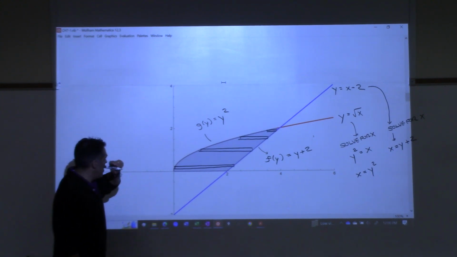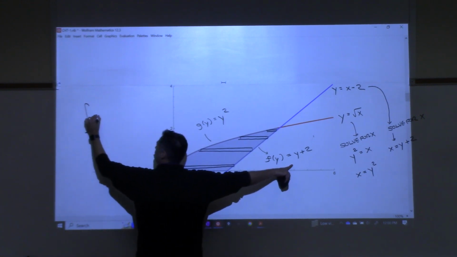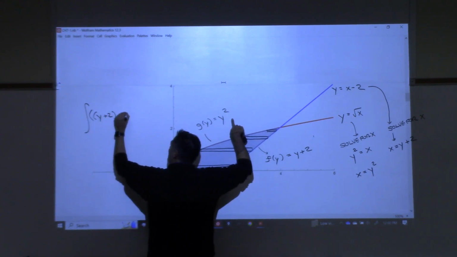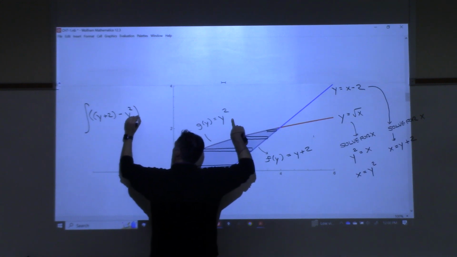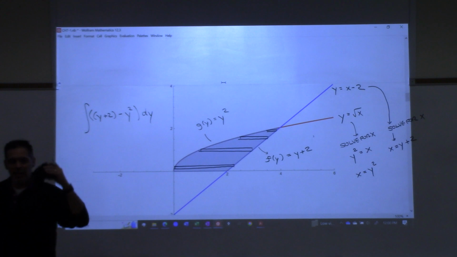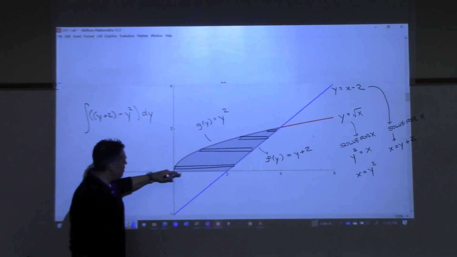Now, we have this so far. The integral will be f of y, which is y plus 2. We subtract from that g of y, which is y squared. I don't need that in parentheses. dy, that's my integral. But I need my limits of integration. I need where it starts and where it stops.